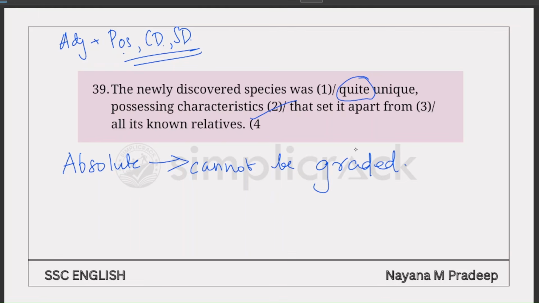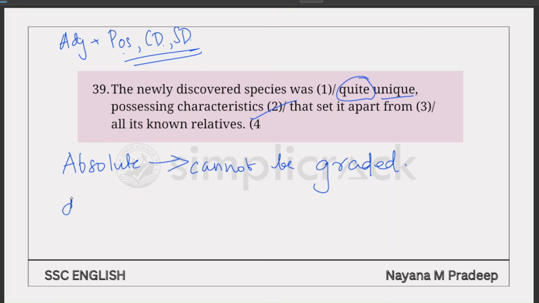Cannot be graded. And these adjectives are called the absolute adjectives, because these adjectives denote something that is maximum, something that is perfect, something that is absolute. You cannot grade it. You cannot express it in the comparative or the superlative degree. And unique is one such word.